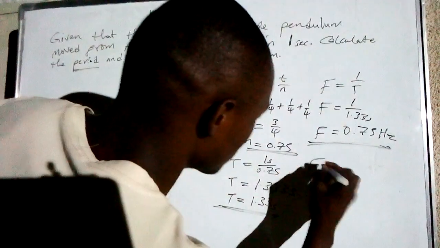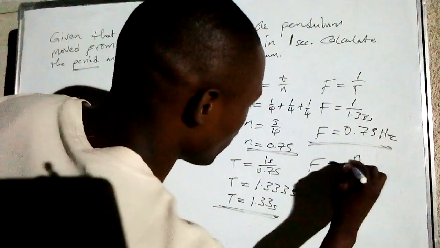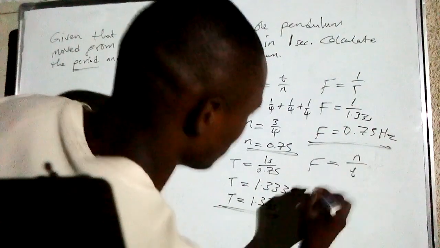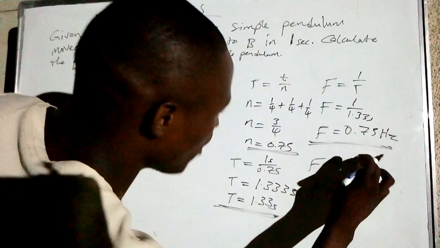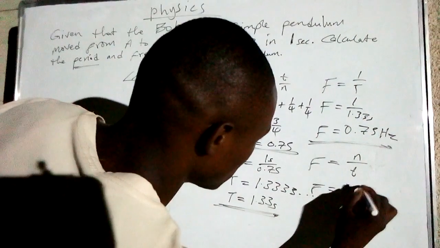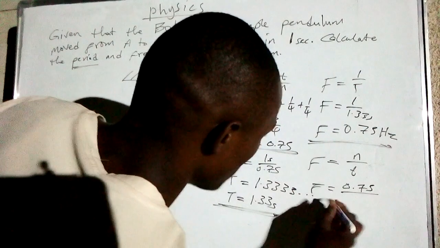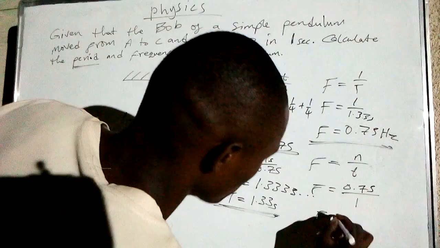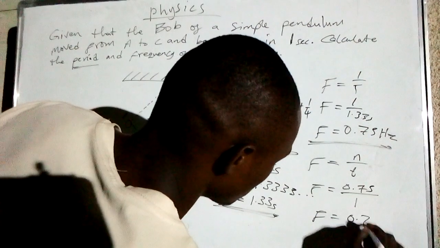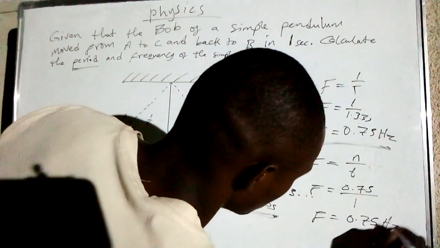Now, there is another way to calculate frequency. Shortcut. Frequency is equal to number of oscillations divided by time. In this case, we are going to say frequency is equal to number of oscillations, which is 0.75, divided by time, which is 1 second. So frequency will be equal to 0.75 hertz.